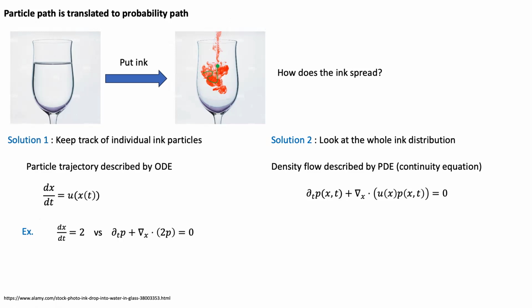Let me give you an example. For instance, if you have some constant speed motion, you will have an ODE like this. And if you translate it into a continuity equation, you have this. But if you solve the ODE with the initial data x0, you obtain this. I omitted the detail, but you can easily solve this kind of PDE.